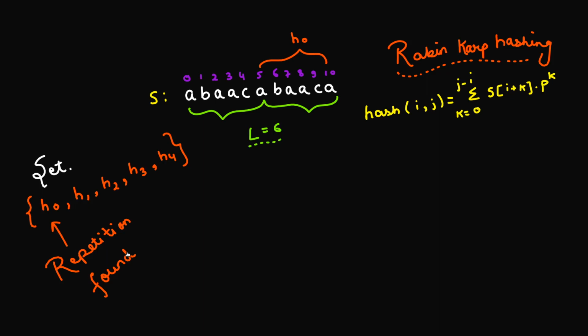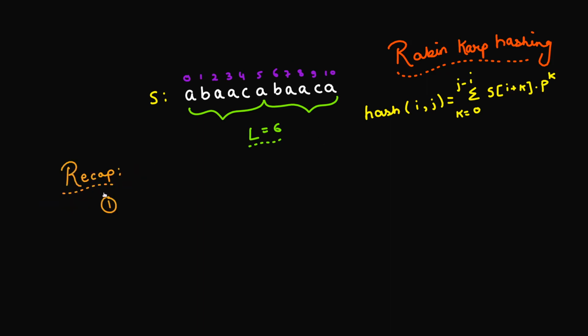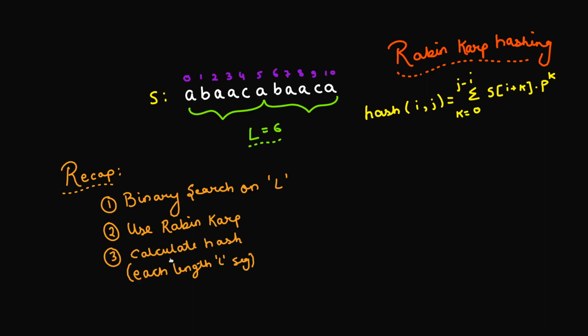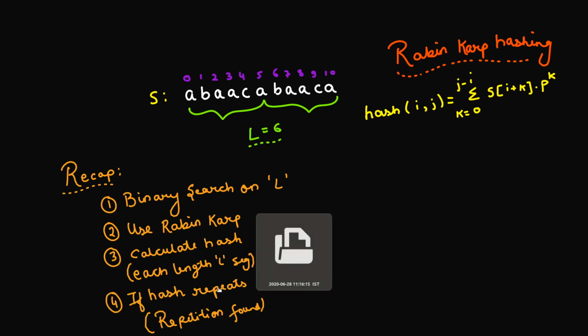Okay, so again, let's just quickly do the recap. What all we did here: we first apply binary search on the length L. Next we consider each substring of length L, and we do that using the sliding window technique. On each substring we apply Rabin-Karp to calculate the hash of the given substring. Once we have calculated the hash of each length L segment, which is nothing but the sliding window thing, if there is a point where the hash repeats, that simply means that we have found a repetition. We have found a substring which is actually repeated in this given string S.